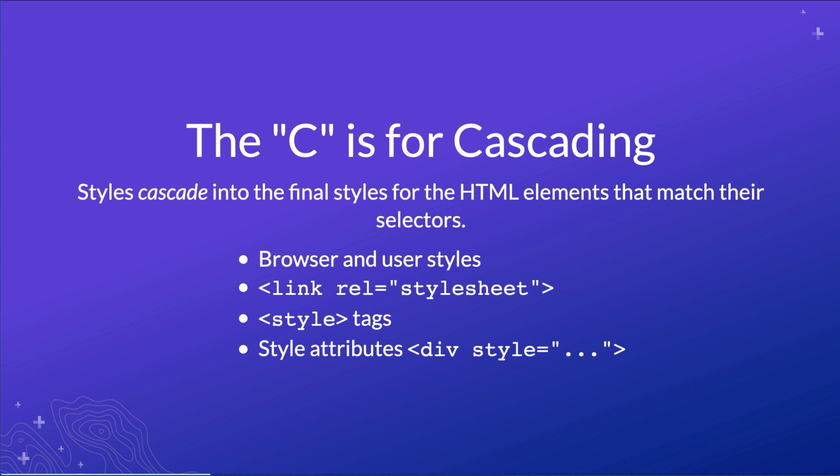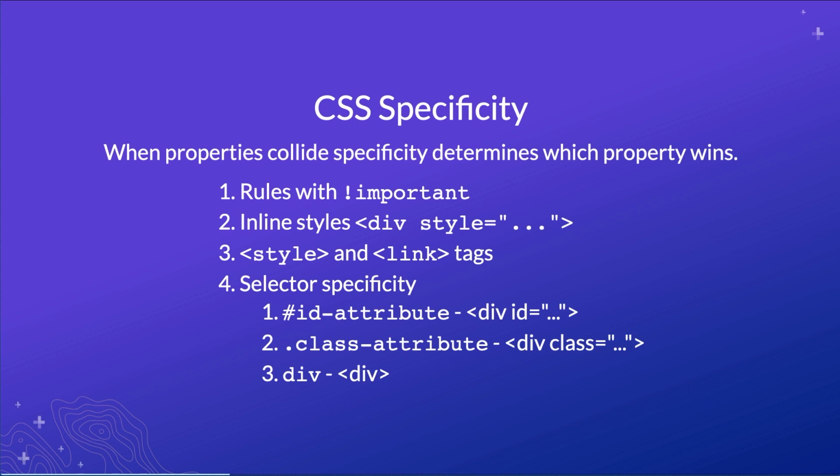Since the rules come from different places, you could be setting the same property to different values. That's where specificity comes in. When properties collide, specificity determines which property wins. Each type of selector is more specific than the next one. An ID selector is the most specific, and it can only match one element. A class selector can match many types of element, any element with that class name, and an element selector matches all the elements of that type.